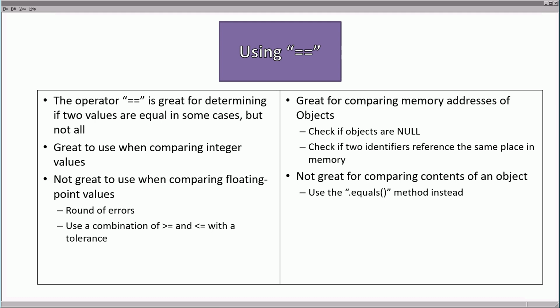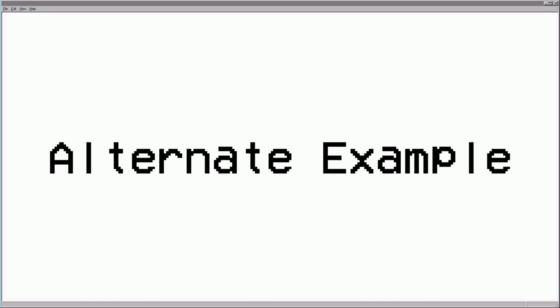However, using double equals is not great for comparing the contents of an object. It is better to use an object's method like dot equals to evaluate this. This absolutely applies to how we use strings. You should not use double equals with strings, because you may end up with certain kinds of logic errors. Now let's see an alternate example of the program that we just wrote that utilizes a string.